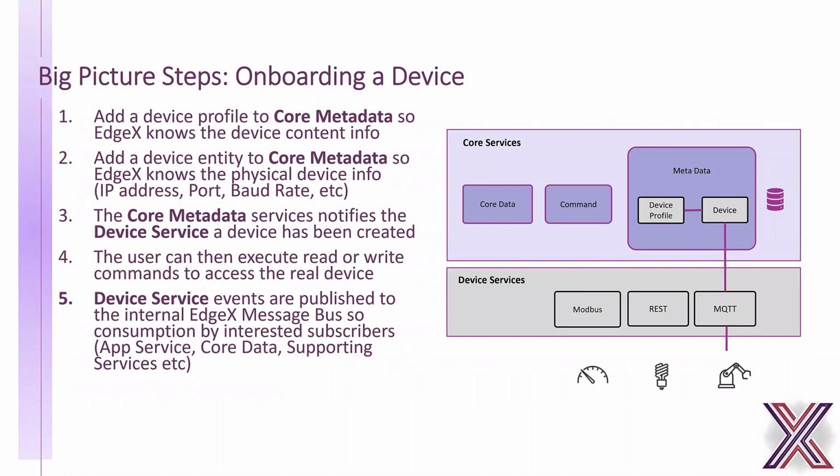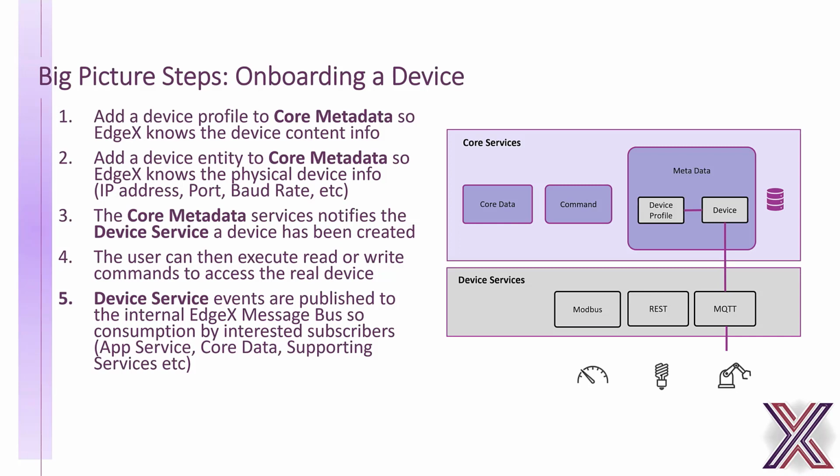So what are the big picture steps, the high level here for onboarding a device? So there's 5 main steps. The first is that once you've written your device profile, and we'll certainly cover that shortly, you pass that to the core metadata service in EdgeX so that it knows the device content information that it needs to be aware of for interfacing with this device. Once you've done that, you then add a device entity to core metadata against a particular device profile. And the device is, as I said, it's the instantiation. It's the object, if you will, in our class and object approach.